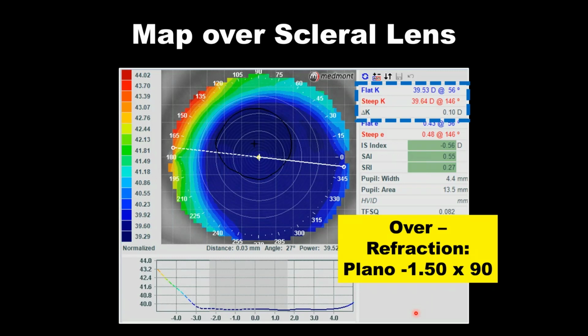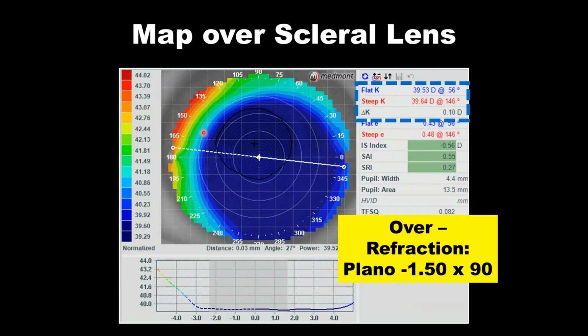What about the mapping over a scleral? We've just done that over a soft multifocal lens. What if we do topography over a scleral lens? Here's a case where the patient has a very well-fit lens. The physiologic response is negative for any slit lamp signs. The patient is incredibly comfortable, but we have an overfraction of plano -150, axis 90. So do we need a front toric scleral lens? Or is this internal astigmatism that's coming through?